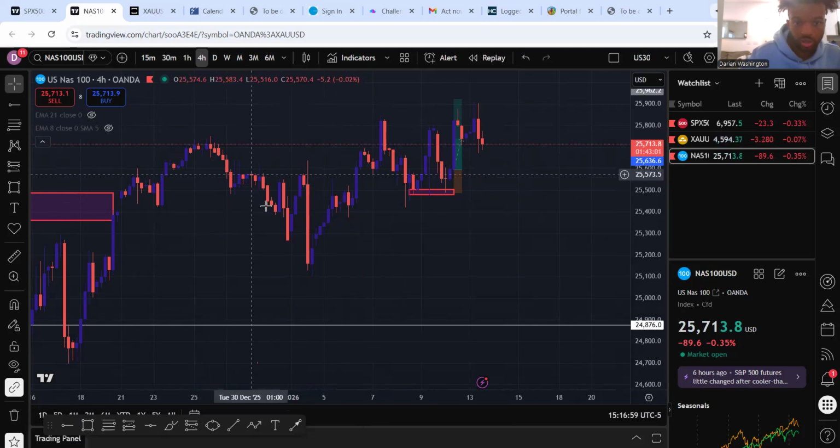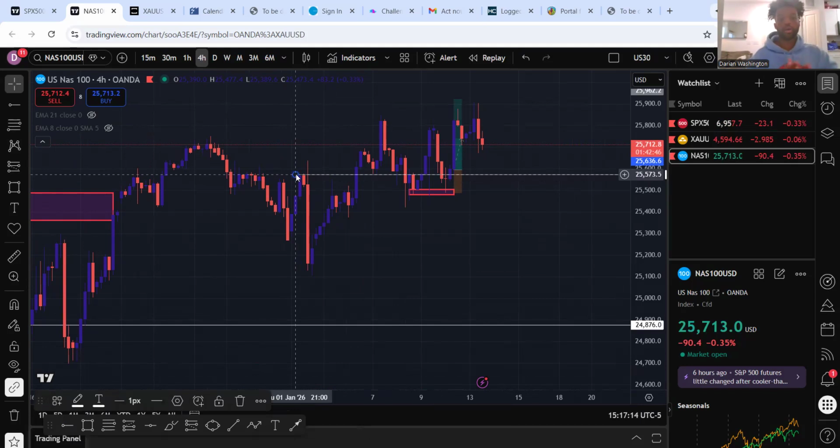We're bearish. So low, lower high, lower low, liquidity grab right here, lower high, lower low. So now we are bearish on the 4 hour. But although we are bearish on the 4 hour, I'm going to explain how I came to the sentiment that I'm looking for buys on Nas 100.